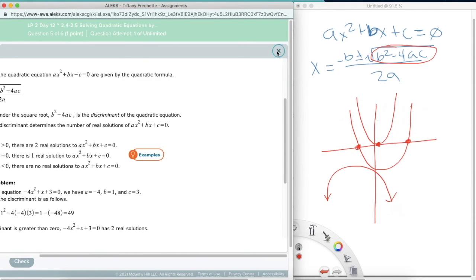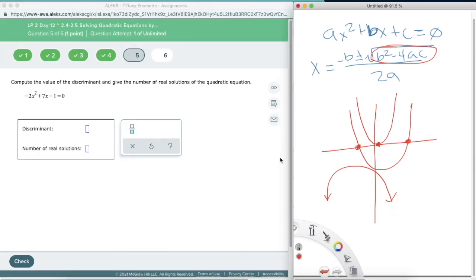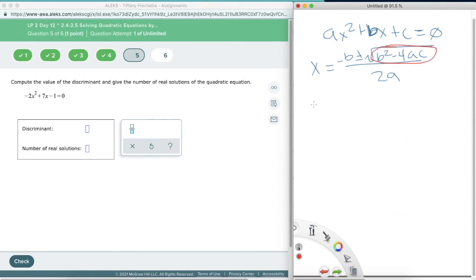So if I kind of back this up a little bit, if the discriminant equals a positive number, then you have two real. If it equals 0, then you have one real. If it's a negative number, and remember that means that this is under a square root sign.